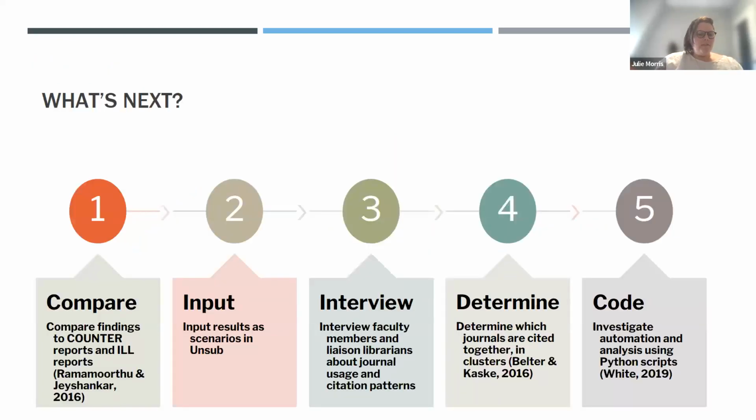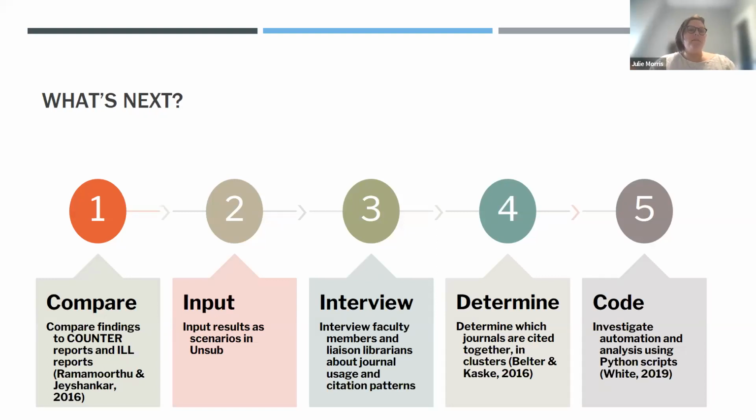And what's next? First, I'd like to compare, as I mentioned, findings to COUNTER and ILL reports. We have access to a platform called Unsub, which helps us unbundle our big deals, which we haven't really leveraged, but I think we could use this information to build scenarios in Unsub and understand what our collection could look like a little bit better.